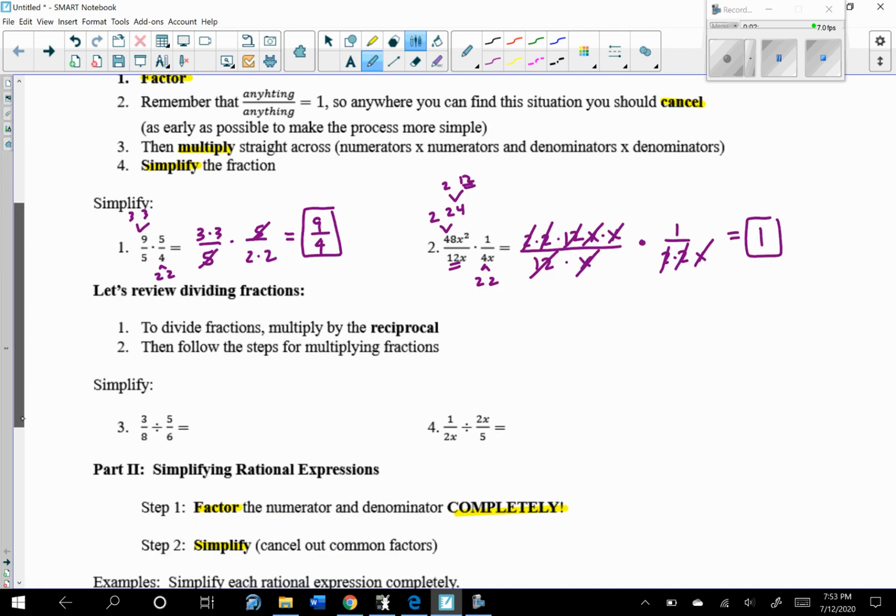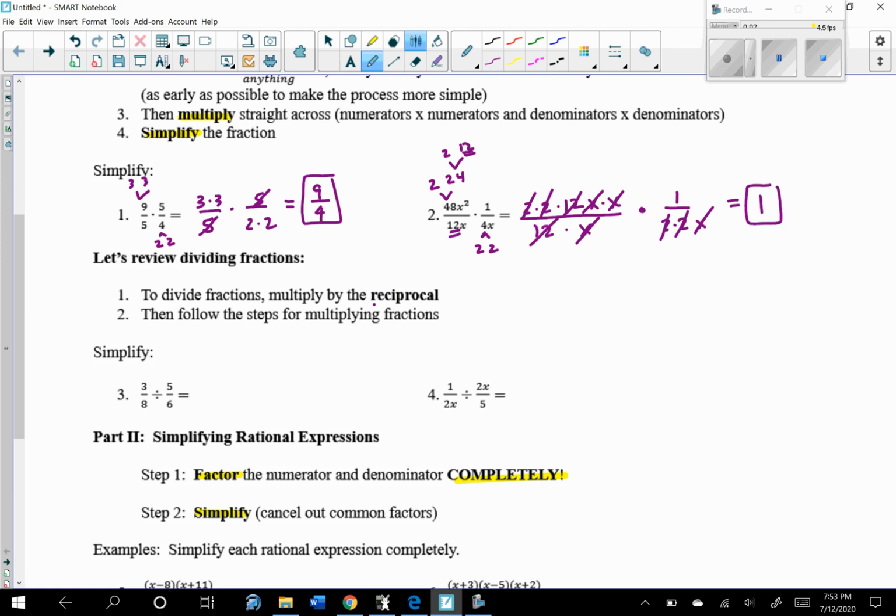So let's review dividing fractions. To divide fractions, multiply by the reciprocal and then follow the steps for multiplying fractions. So here, first we multiply by the reciprocal of the second fraction. So this would be 3/8 times 6/5. And then of course the 6 breaks down into 2 times 3, and 8 breaks down into 2 times 4, which breaks down into 2 times 2. So this would be 3 times 2 times 3 in my numerator over 2 times 2 times 2 times 5.